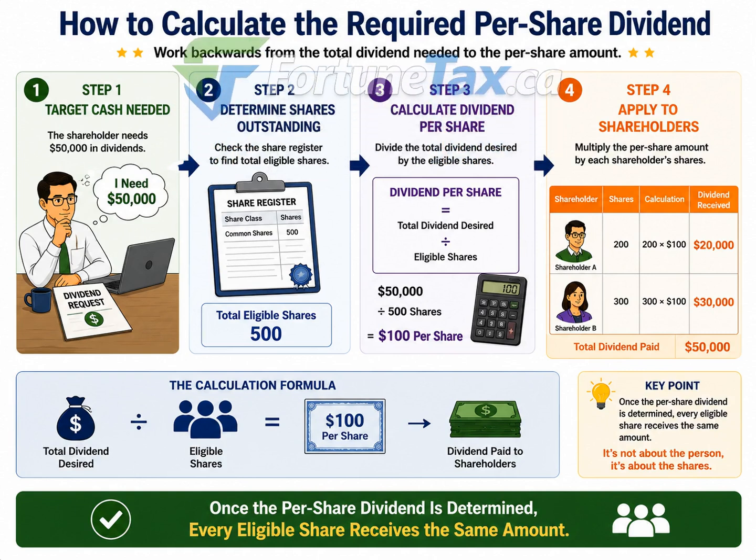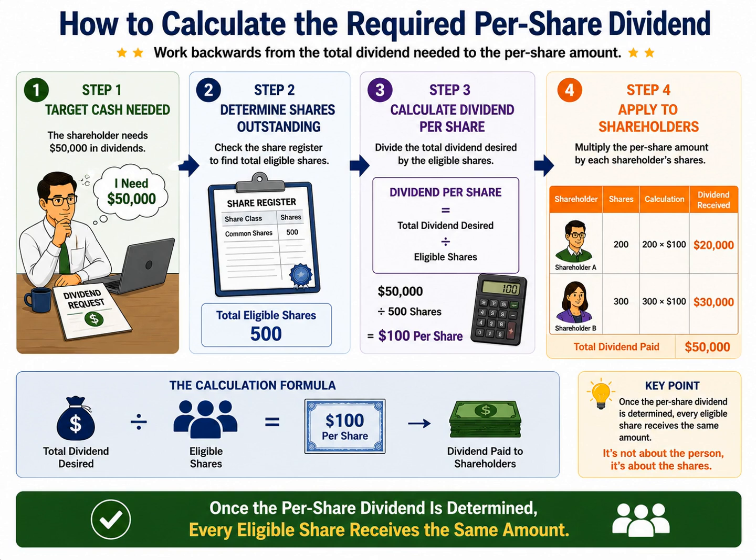Once you understand that dividends are declared on a per-share basis, the next question becomes, how do we determine the correct dividend amount per share? In practice, accountants often start with the total amount of cash that a shareholder or group of shareholders wants to receive. For example, suppose the goal is to distribute $50,000 from the corporation. The next step is to determine how many eligible shares are entitled to receive the dividend. This information is obtained from the share register and other corporate records. In our example, there are 500 eligible shares outstanding.